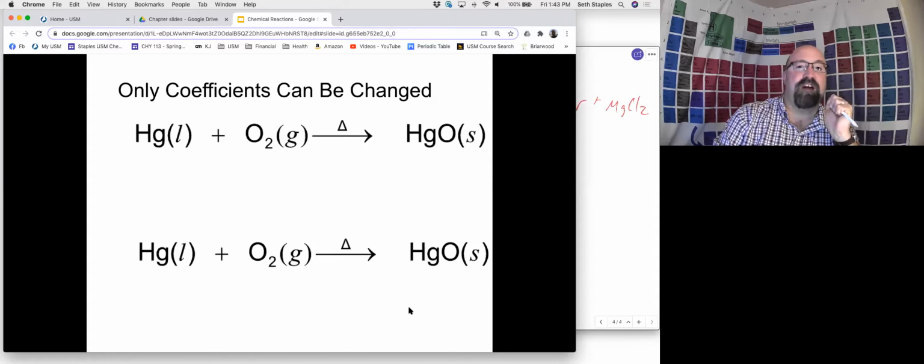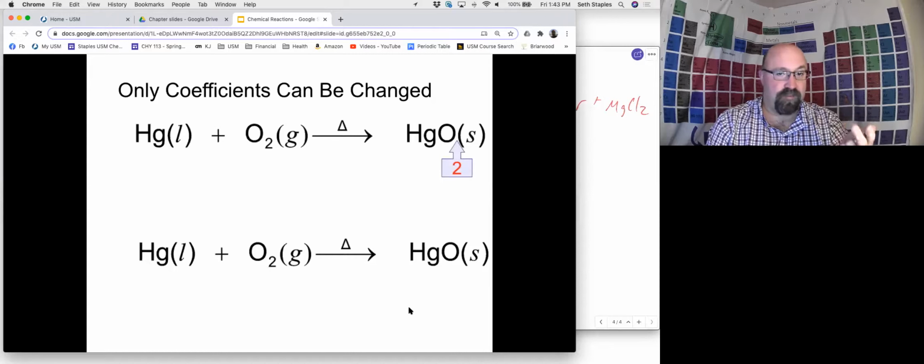Cannot stress this enough. We can only ever change the coefficients. I know that you've heard me say that a number of times. Even still, I guarantee some of you are going to try to change subscripts. Don't do it. We can only change our coefficients. So again, we'd be tempted to put a 2 there. We cannot do that. We put our 2 in front as a coefficient: 2 entire HgOs. And then we would have to have 2 Hgs to start out.